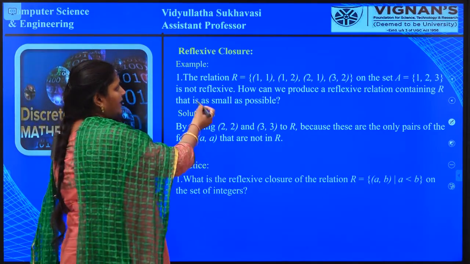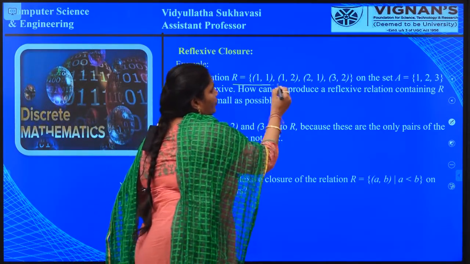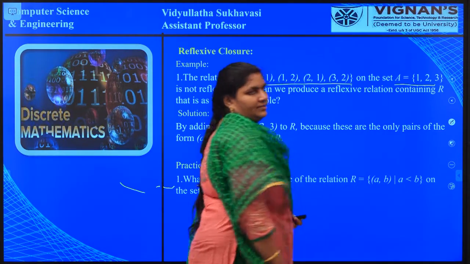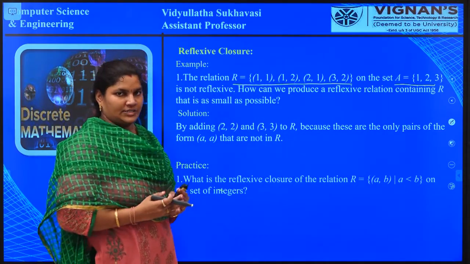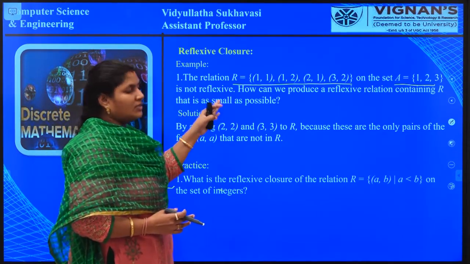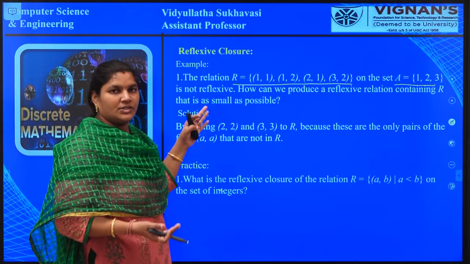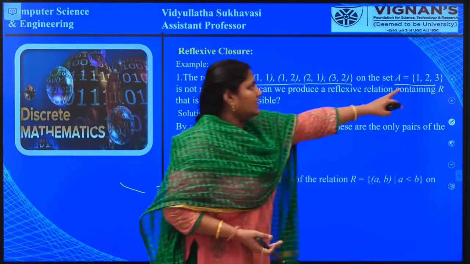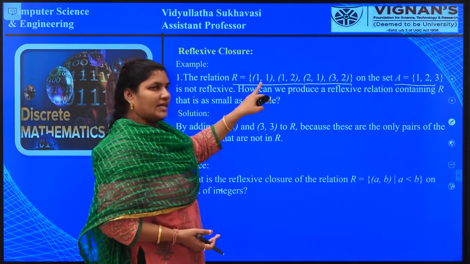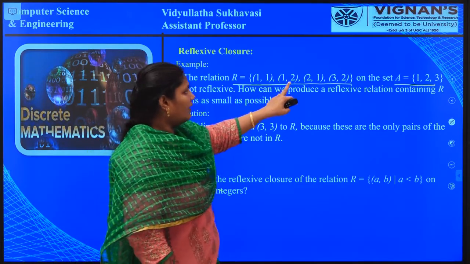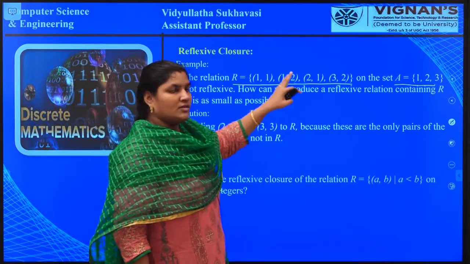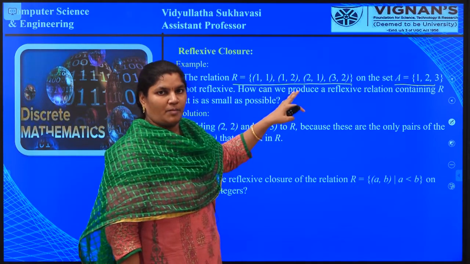See the example. Here we have taken an example relation R equal to {(1,1), (1,2), (2,1), (3,2)} and a set A as {1, 2, 3}. The relation is not reflexive. Why? Since in the set we have three elements, 1, 2, 3, and in the relation (1,1) is there, but the ordered pairs (2,2) and (3,3) are not in the relation R. That's why it is not satisfying the reflexive property.